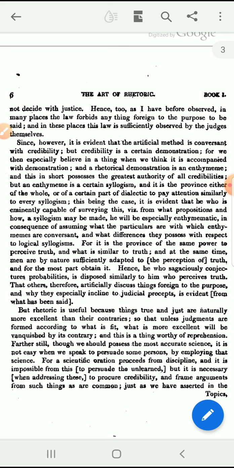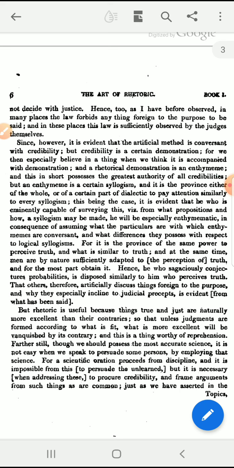Let's continue reading. "Since, however, it is evident that the artificial method is conversant with credibility, but credibility is a certain demonstration, or a kind of demonstration. For we then especially believe in a thing when we think it is accompanied with demonstration or proof. And a rhetorical demonstration, so one kind of demonstration, is an enthymeme."